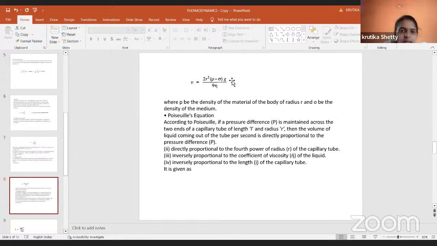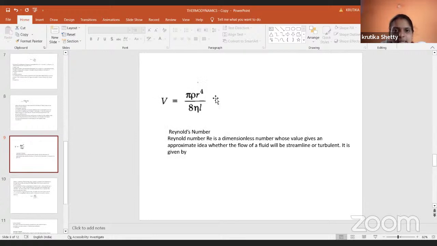What are rho and sigma? Rho is the density of the material, and sigma is the density of the medium here. So this is regarding the terminal velocity. Then, based on the expression, they have written directly proportional, inversely proportional and all. Then the formula, again take it down: pi rho r to the power 4 divided by 8 eta into L. Here eta is the coefficient of viscosity, L is the length, r is the radius.